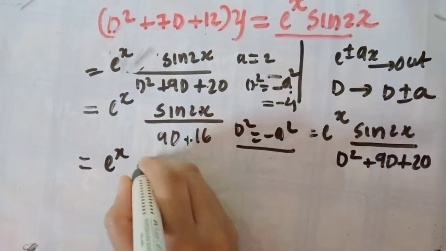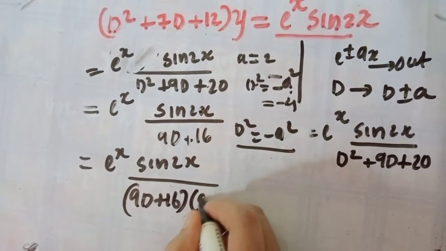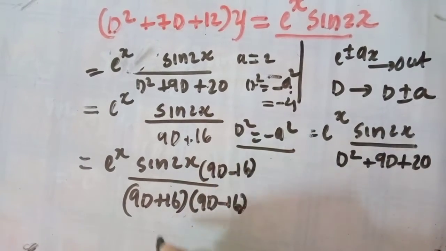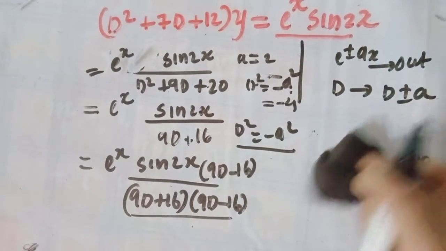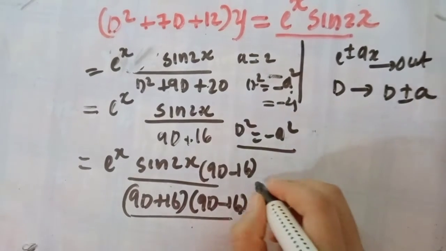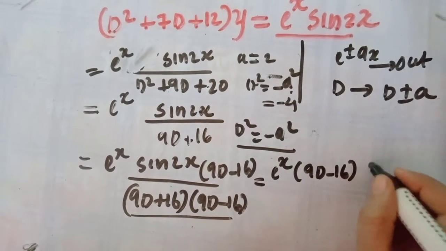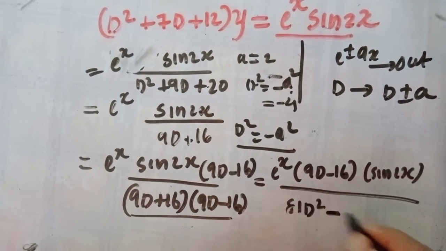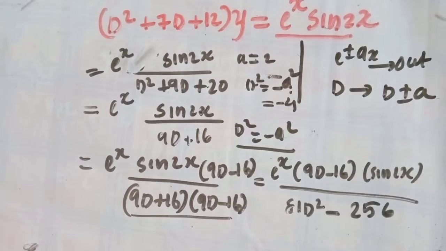So e raised to x sine 2x, with 9D plus 16 multiplied by 9D minus 16, and the numerator also multiplied by 9D minus 16. This is in the form of a plus b into a minus b, which gives a square minus b square. So we get e raised to x, 9D minus 16 into sine 2x, divided by 81 D square minus 16 square, that is 256.